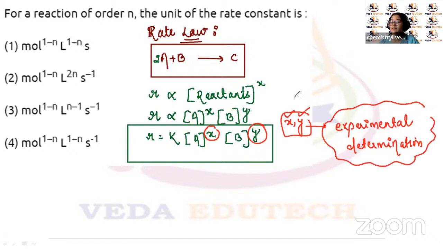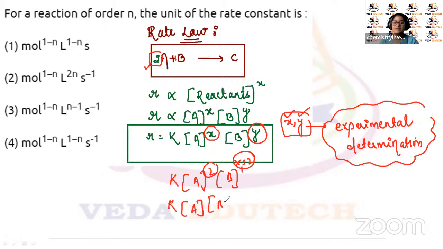The values of x and y may or may not be equal to the stoichiometric coefficient. Suppose in one reaction I write k into A to the power 2 and B to the power 1. Here 2 is the stoichiometric coefficient of A, and for B, 1 is also the stoichiometric coefficient. But if I write it some other way, then it is not the stoichiometric coefficient. This rate equation, which shows that the rate of reaction depends on which power of the reactants, is called the rate law.